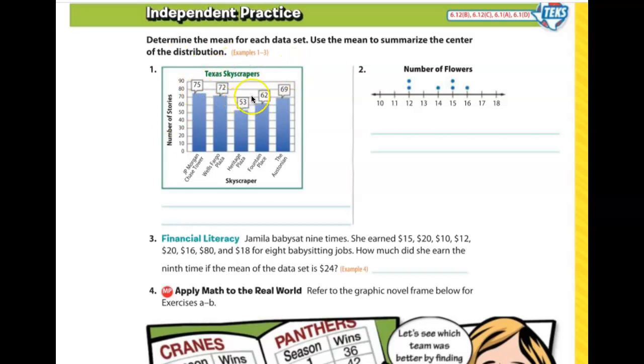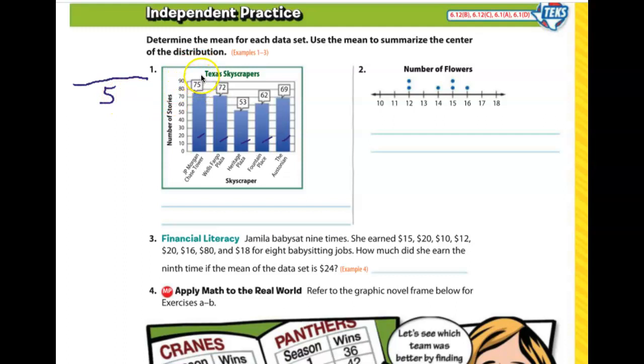So for number 1, we're going to find the mean, and I noticed right away this is a bar graph, and there are 1, 2, 3, 4, 5 bars of data. So using what the notes have told me about how to calculate mean, I know ultimately I'm going to divide the sum of all the data by the total number of pieces of data, and that's 5. So the first thing I'm going to write is the denominator 5.